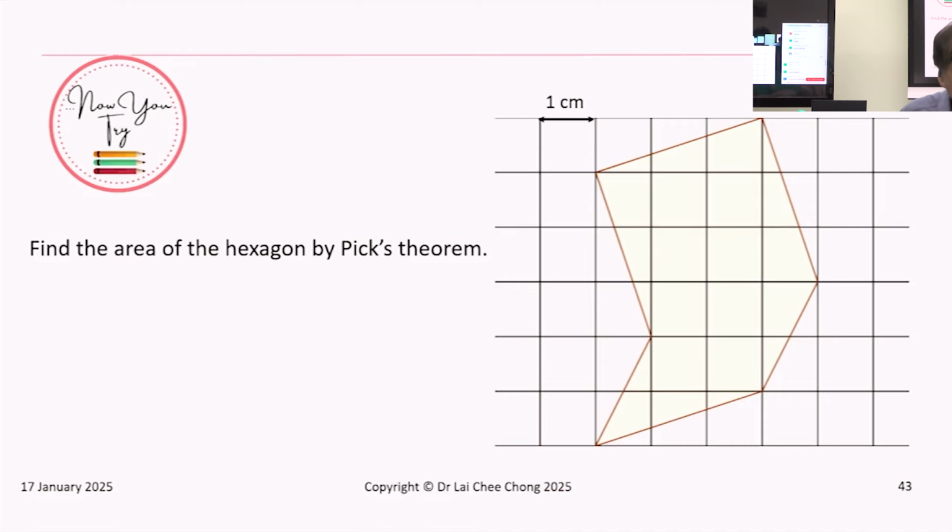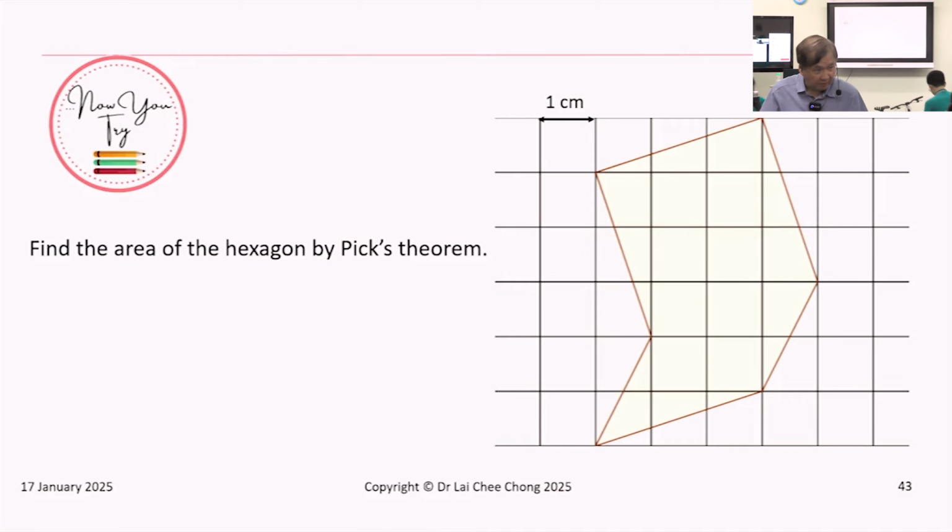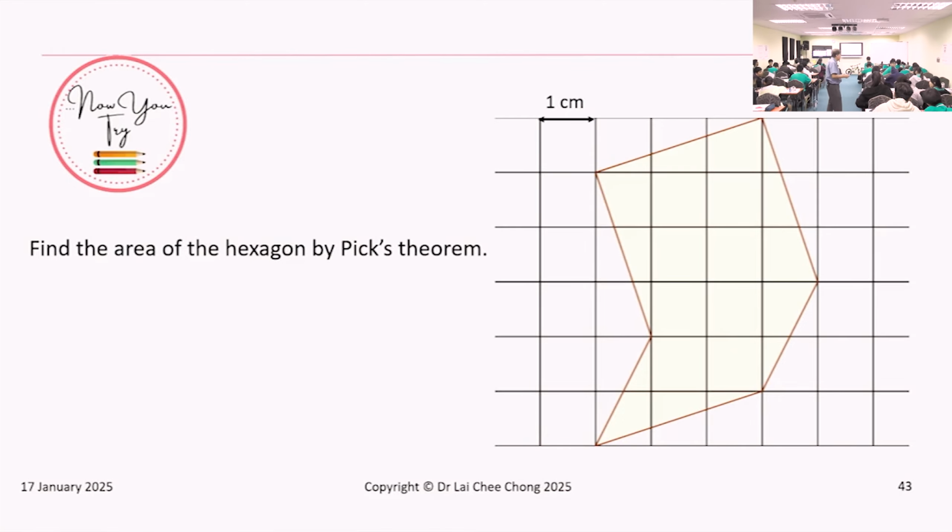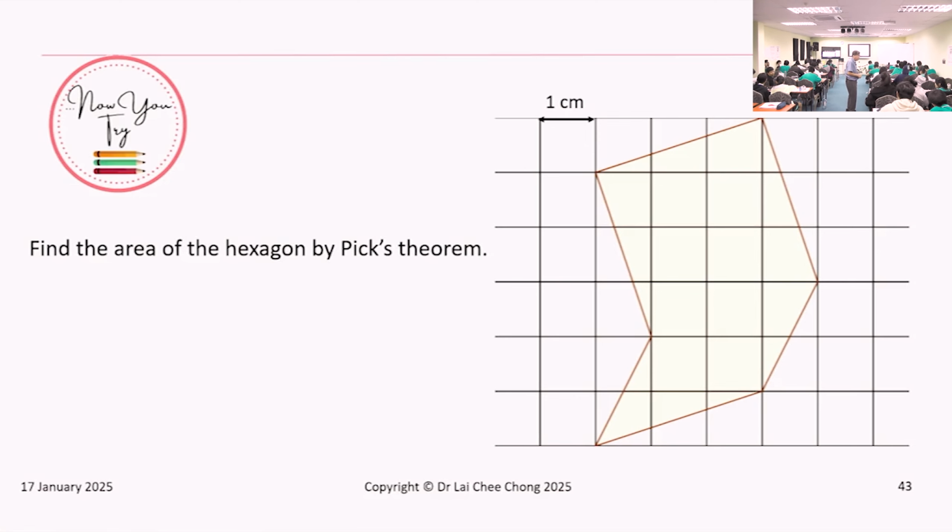You got the same answer? 15, right? So it's the same as what you got earlier on, remember? And so now you find another way of doing it. So what's the formula?